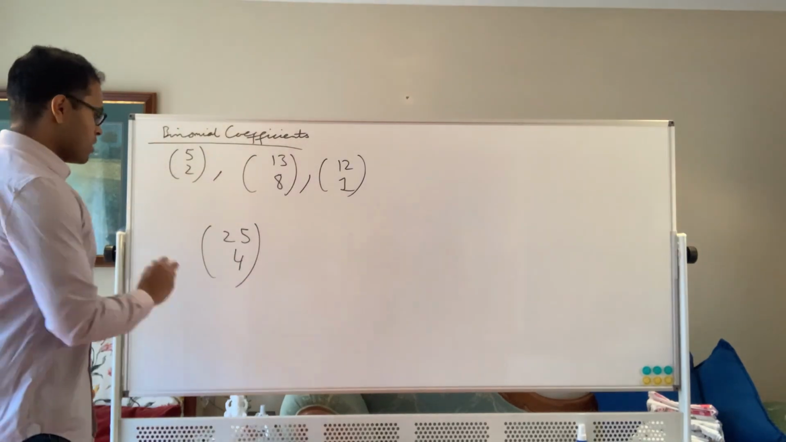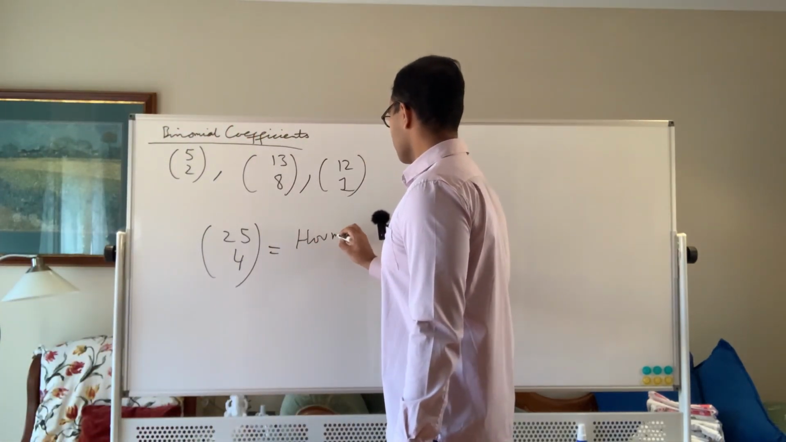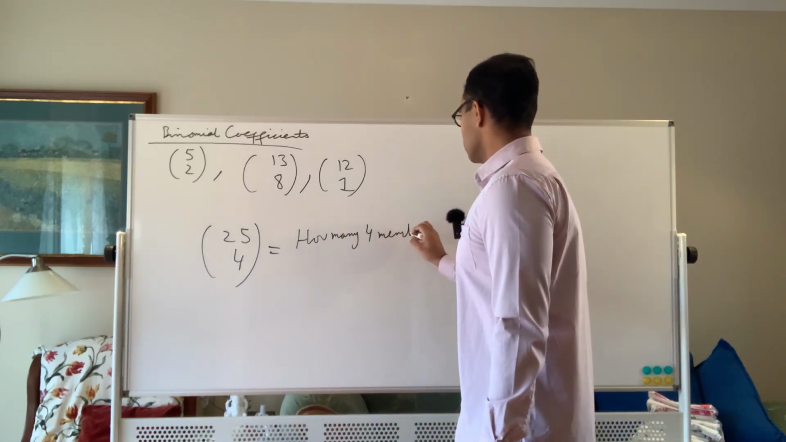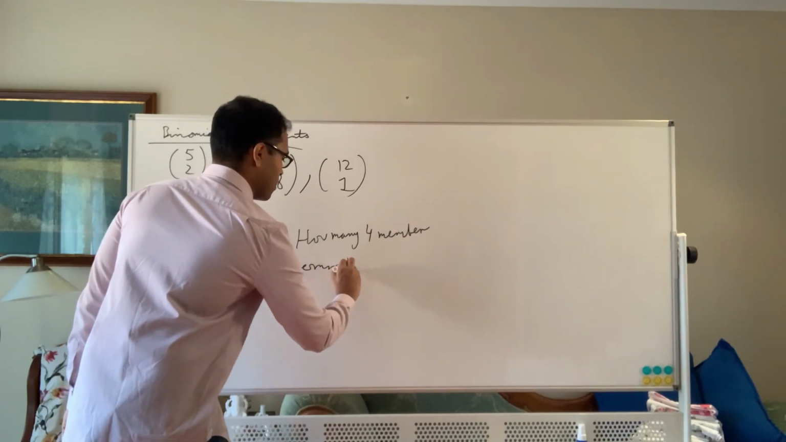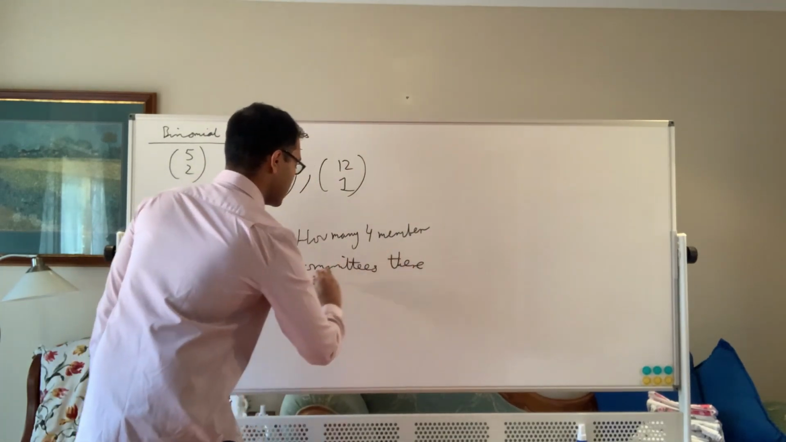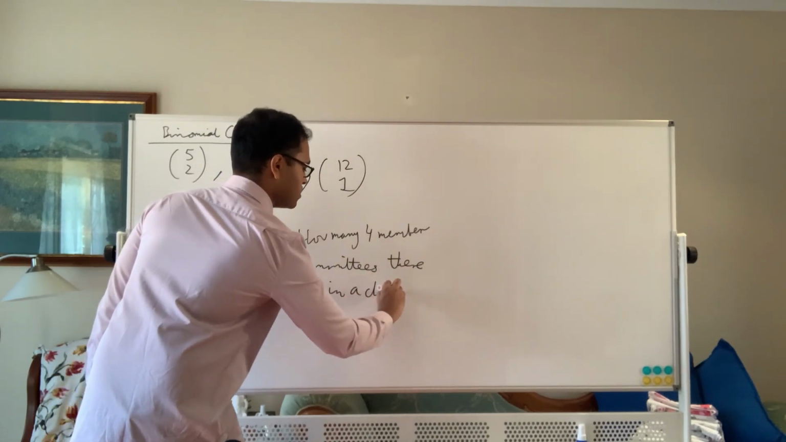Okay, so I'm going to write this out. This is going to be how many 4-member committees there are in a class of 25 students.